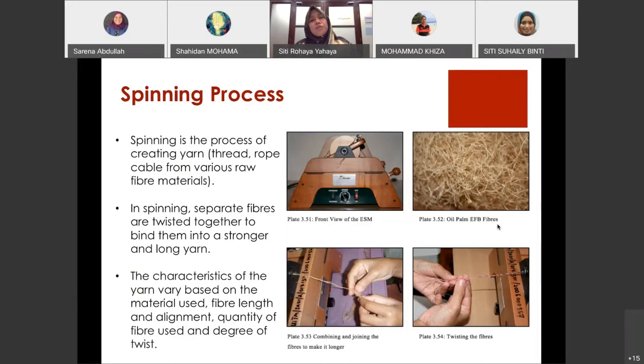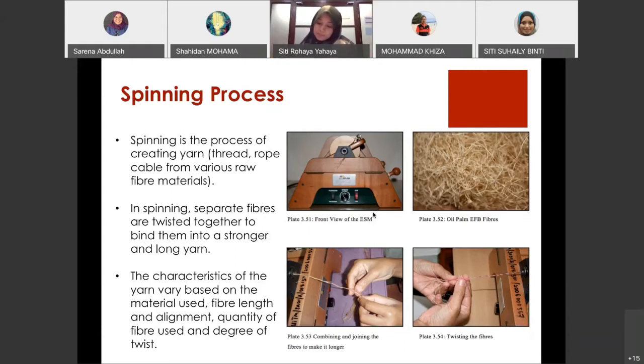Spinning is the process of creating yarn. As you can see in the second picture, 3.52, these are all palm fibers, and this is the front view of the electronic spinning machines, ESM. In the spinning process, separate fibers are twisted together to bind them into a stronger and longer yarn. So that is how we make yarn, yarn and thread.